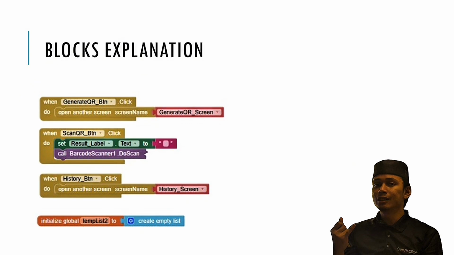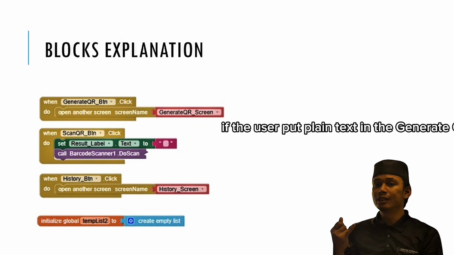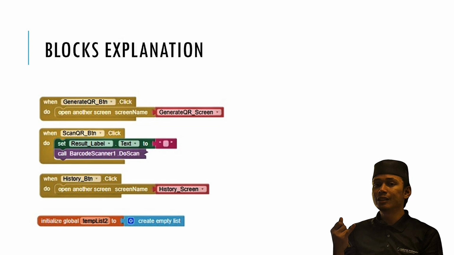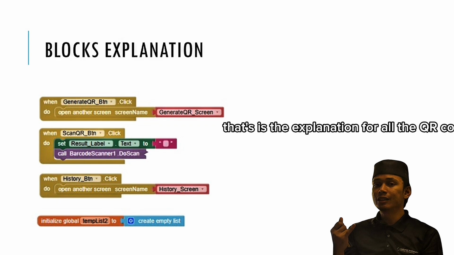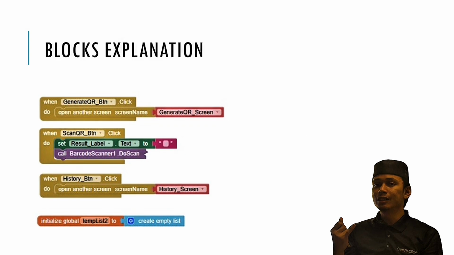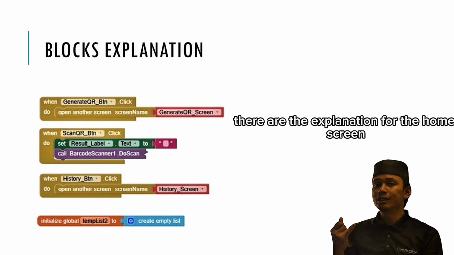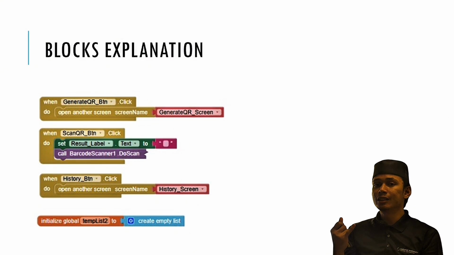This screen will show you all the data that the user previously put. For example, if the user put plain text in the generate QR, it will get the history in the history screen. That is the explanation for all the QR code. That is the explanation for the home screen of the app we built.